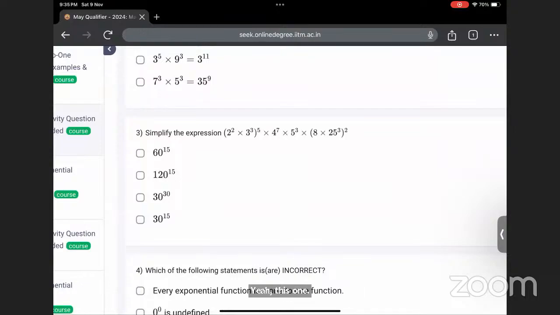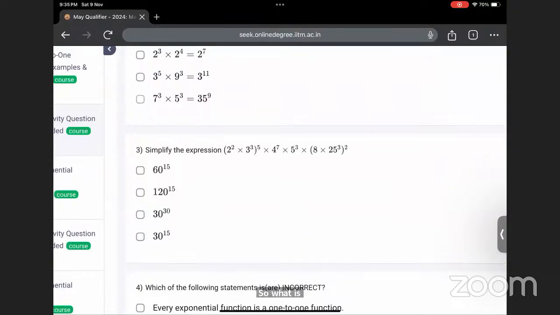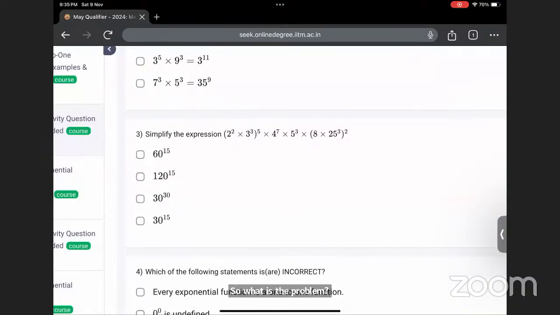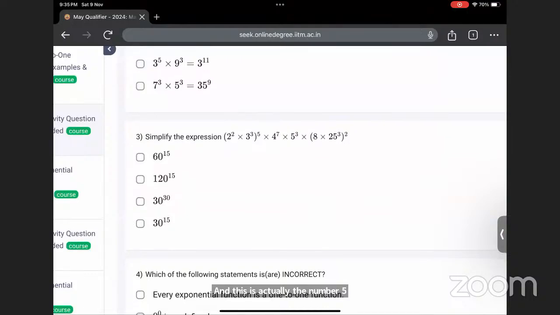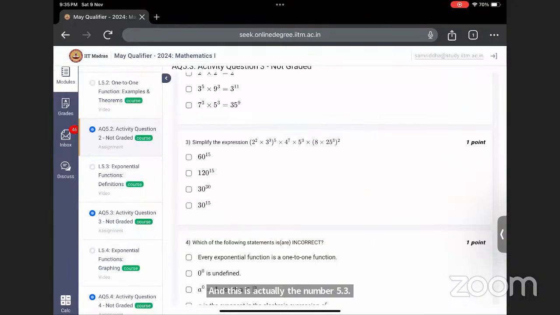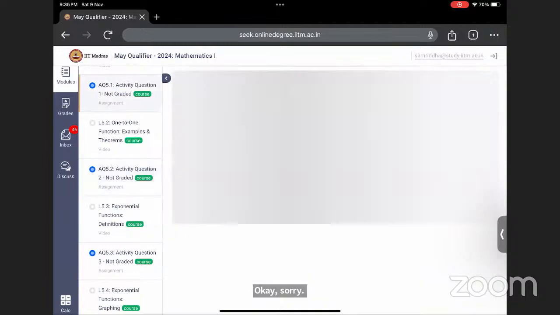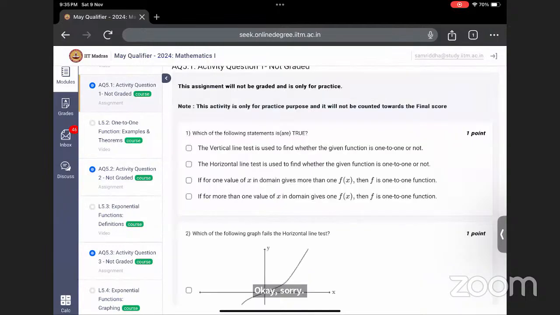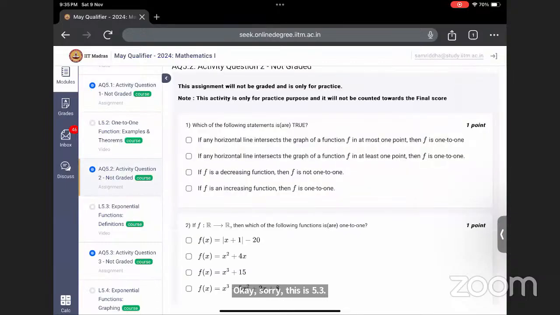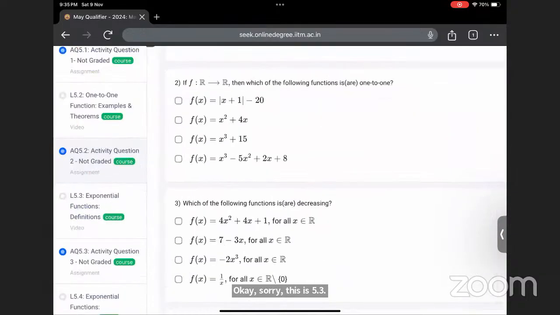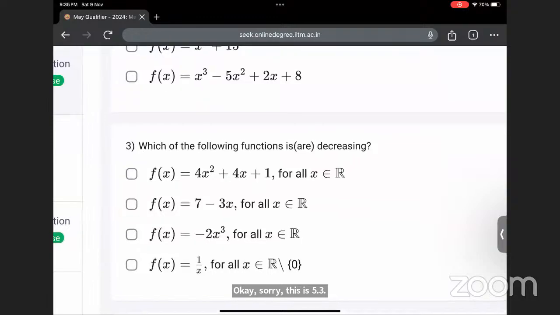And this problem is activity 5.3. You are saying 5.2, no? Yes, ma'am. Okay, sorry, this is 5.3. This one? Yes, ma'am. This last option, 1 by x, increasing or decreasing.